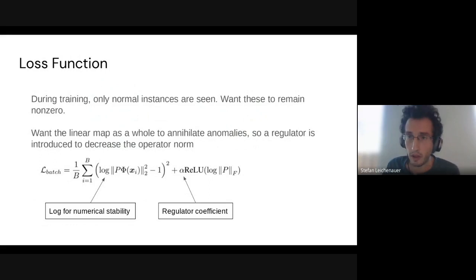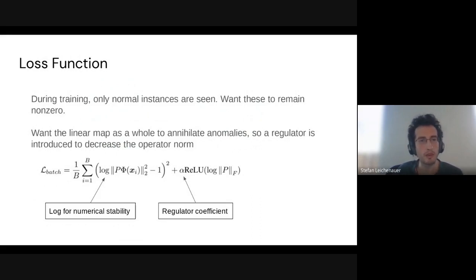The training is done machine learning style using gradient descent, and we construct a loss function which balances pressures from two different forces. The first term here is the term which involves the data. So these x's are normal instances. Remember, we don't train with anomalies.